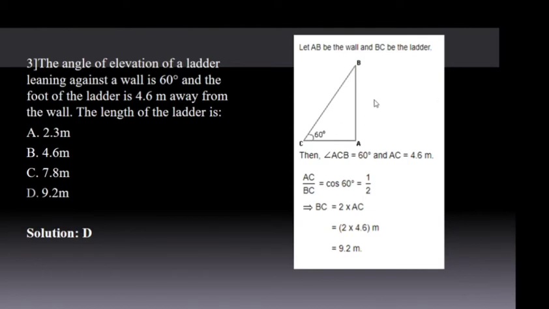So look at this. Let's say AB is the wall and BC is the ladder. Okay, so ladder is kept like this, making an angle 60 degree here. Now the foot of the ladder is 4.6 meter. So this distance AC, or the length AC, is given to be 4.6 meters. And what we are asked to find? The length of the ladder. That is where we are asked to find the length BC.